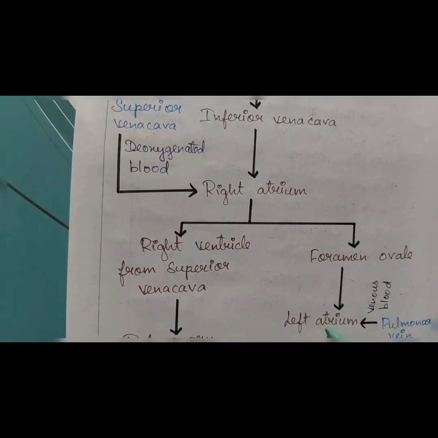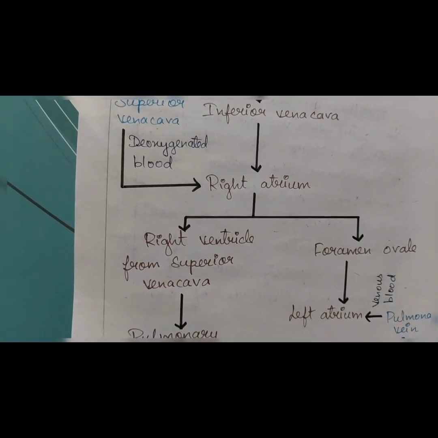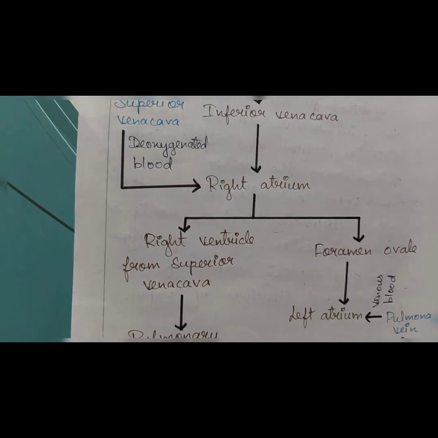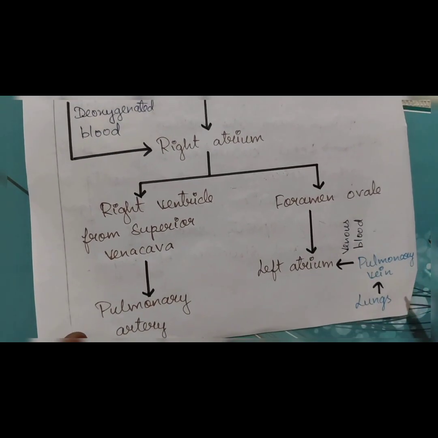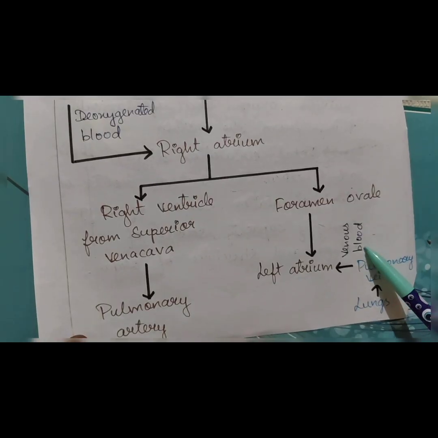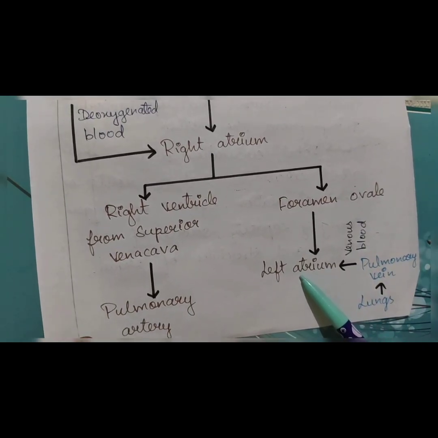The left atrium is also getting blood from the lungs. The lungs return venous blood through the pulmonary vein, and through the pulmonary vein the left atrium receives it.